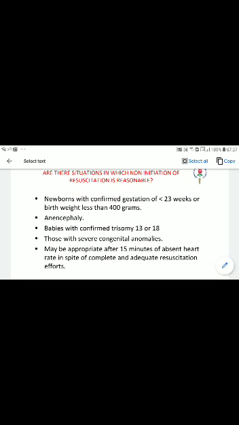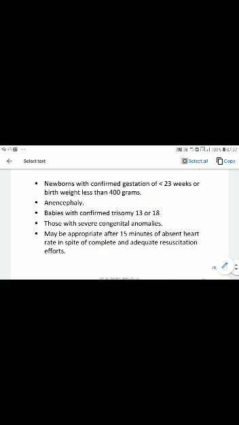And another important thing is that stopping may be appropriate after 15 minutes of absent heart rate in spite of complete and adequate resuscitation efforts. We are giving adequate resuscitation with good effort, but there is no heartbeat for a period of 15 minutes. Then you can take a decision to stop resuscitation.